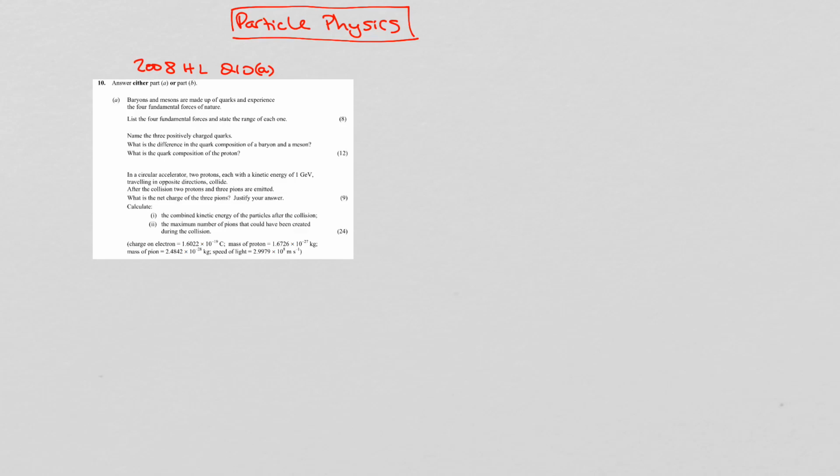Particle Physics 2008 Higher Level Question 10a. As always, we're going to start by marking off all of the different types of questions in our exam question. We're going to say baryons and mesons are made up of quarks, and we have to list the fundamental forces. So that's going to be part 1. To name 3 positively charged quarks, so that's part 2.